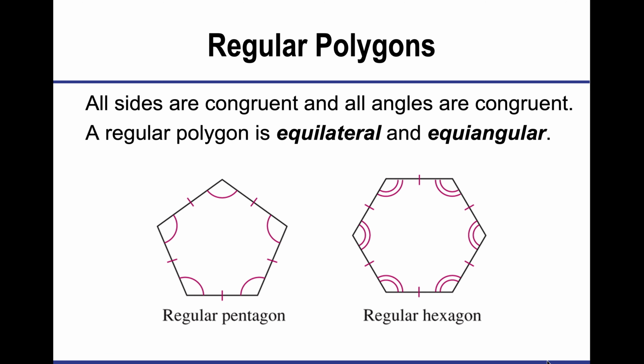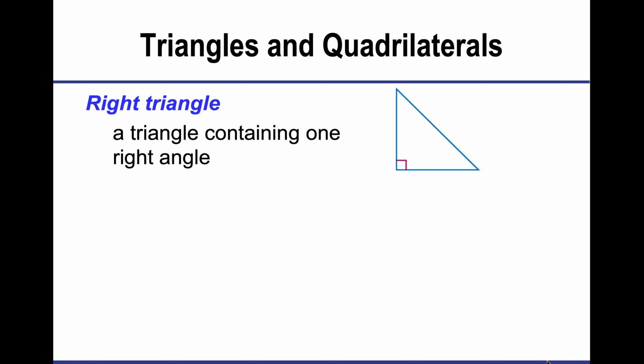If all sides and angles are congruent, then we have regular polygons. So that means every side has to be the same measure and every angle has to be the same measure. And for this reason, they're equilateral and equiangular. So equiangular means I could take the total number of degrees in the polygon and divide it by the number of angles and I would be able to find it.